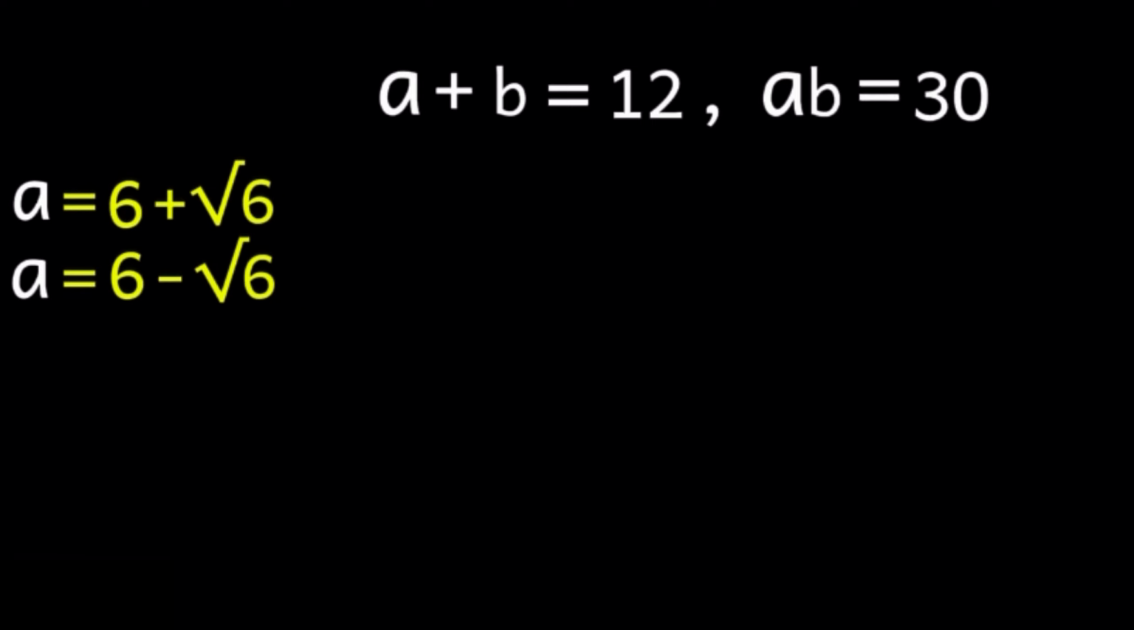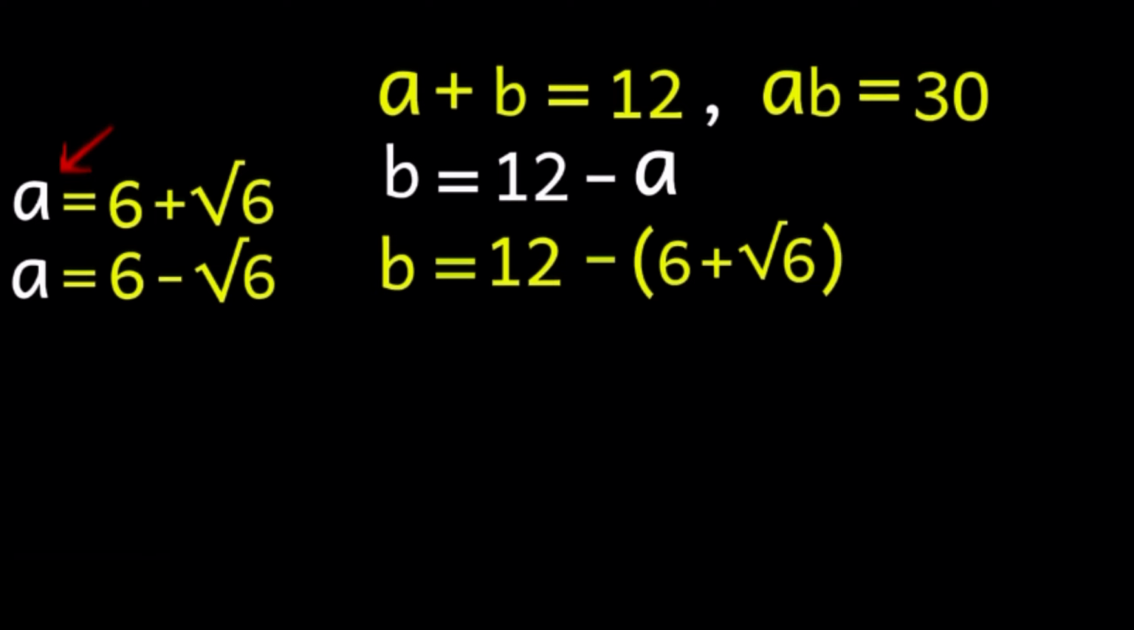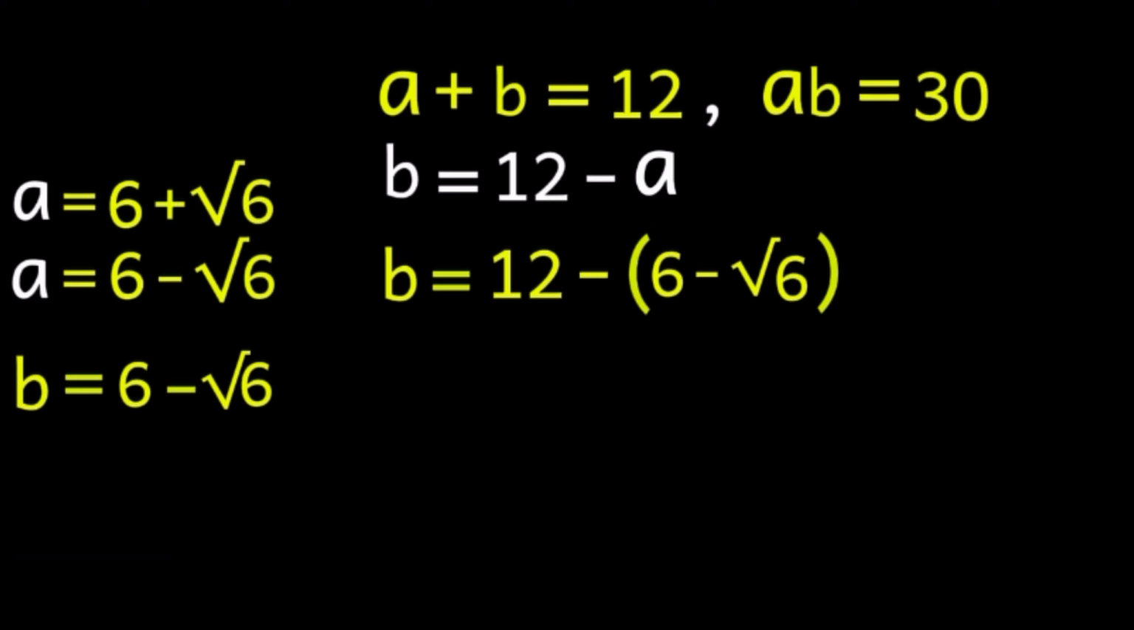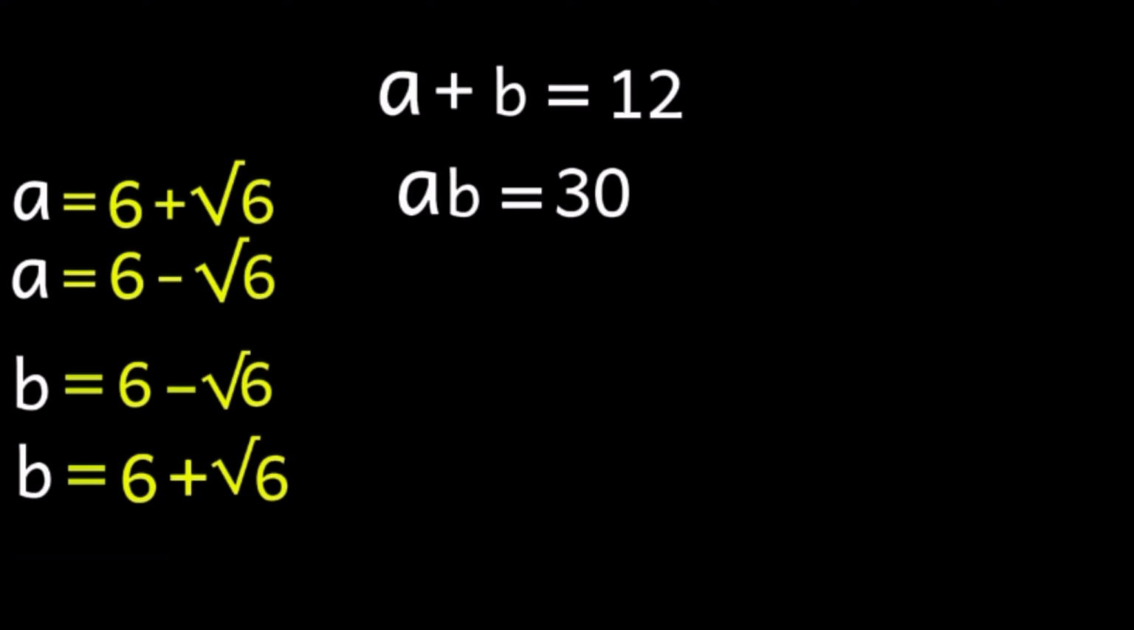Now, we go back to b equals 12 minus a to find b. So for the first value, b equals 12 minus open bracket 6 plus square root of 6 close bracket, which gives 6 minus square root of 6. And for the second value, b equals 12 minus open bracket 6 minus square root of 6 close bracket, which gives 6 plus square root of 6. Now, if you look closely, you'll see that the answers are symmetrical. So the two pairs are 6 plus square root of 6 and 6 minus square root of 6, and 6 minus square root of 6 and 6 plus square root of 6.